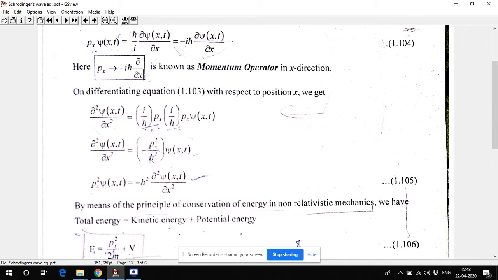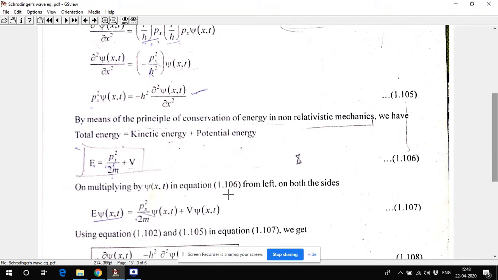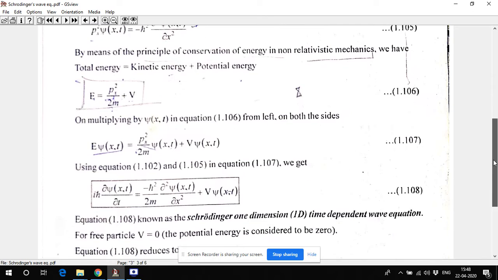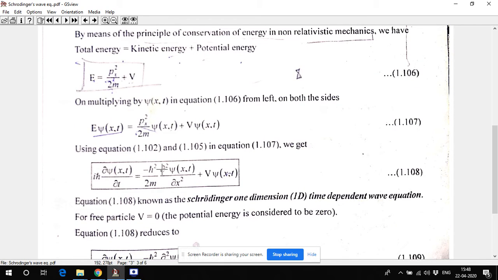So one time with respect to time we got E, one time with respect to x we got px, two times we got px square. Then we put this value in E equal to px square by 2m plus V, and we got this particular equation, which is the Schrodinger time dependent one dimensional equation, because t is there.